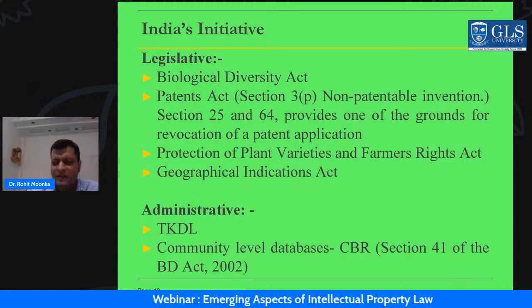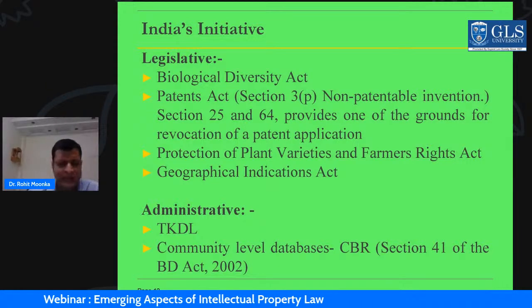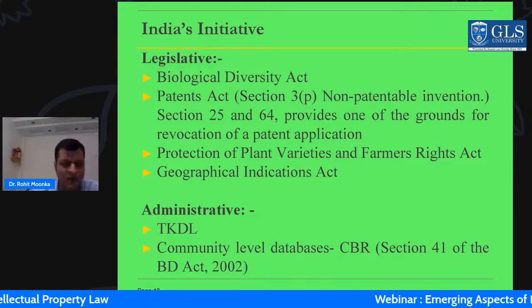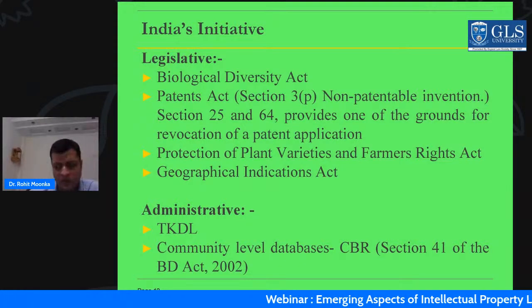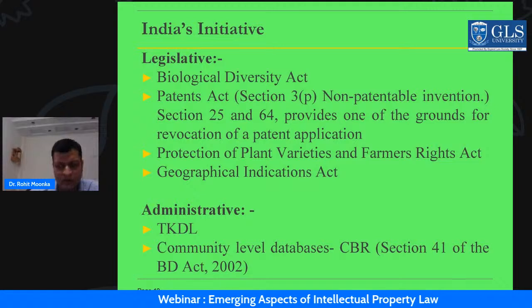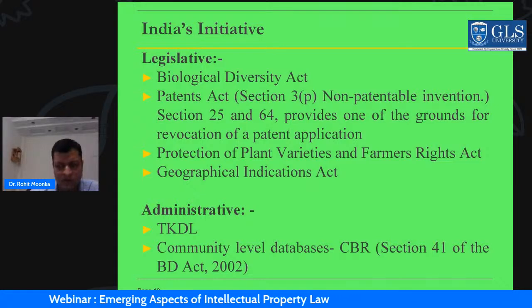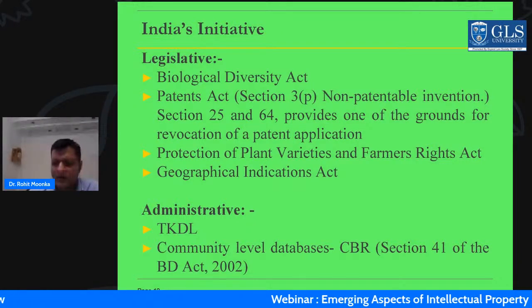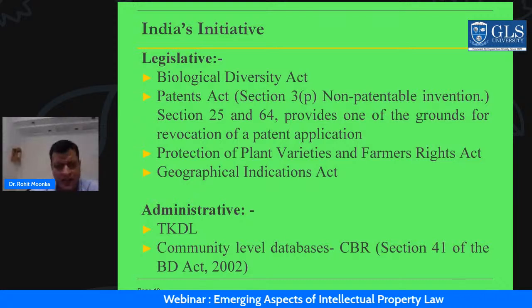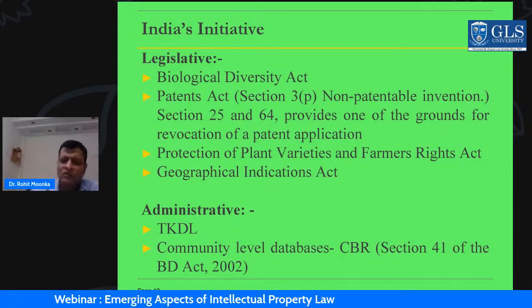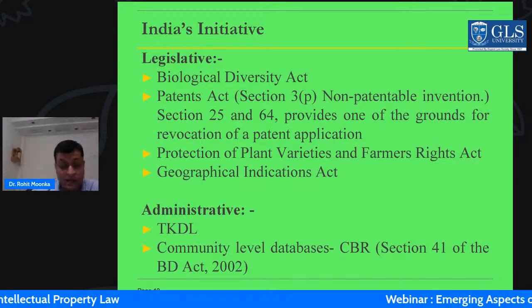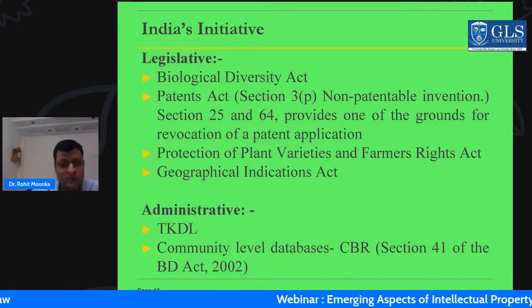Of course, after getting the GI tag, the commercial value of the product increases manifold, and that could be beneficial for the communities who have got a GI tag, so that they earn more revenue out of it, which could be shared with them. But it has a very limited application per se. Now, these are the legislative measures India has taken so far. Again, all are piecemeal. There is no specific law, legislation, or statute on this point.